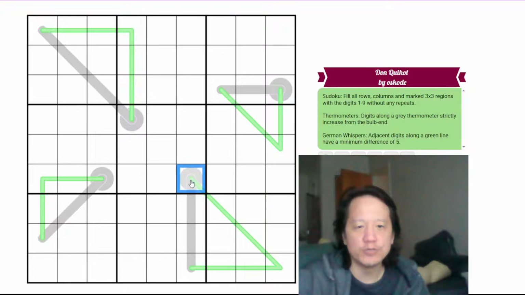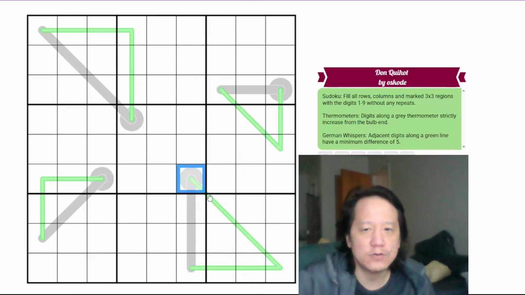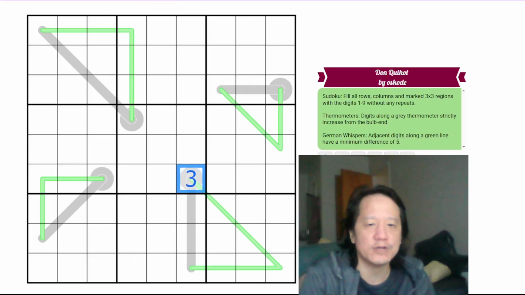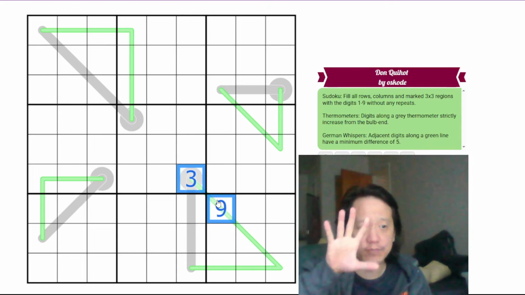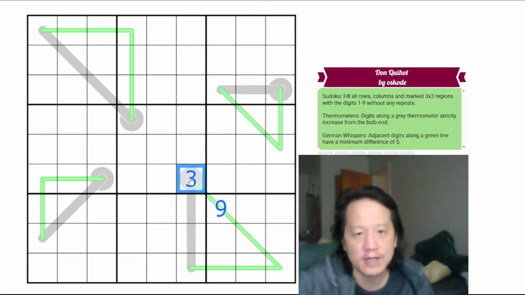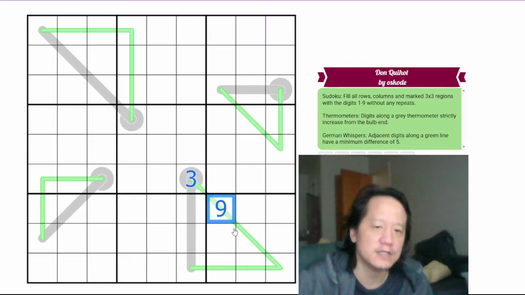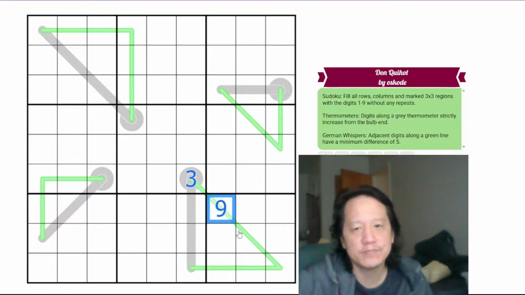And we have German whispers, where adjacent digits along a green line have a minimum difference of 5. So, we know if this were, for example, a 3, this would have to be an 8 or 9, because the only digits which can be 5 or more away from 3 are specifically 8 and 9. And since they are just adjacent, these must be, again, 8 or 9. And those are all the rules.